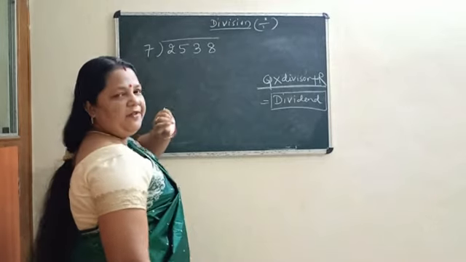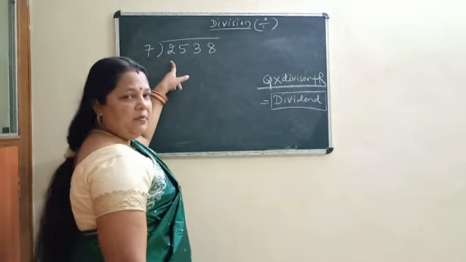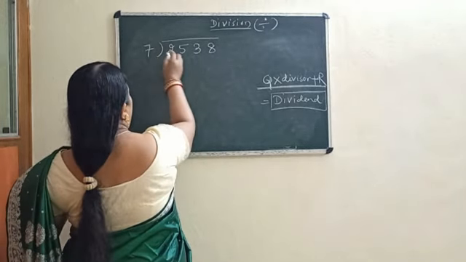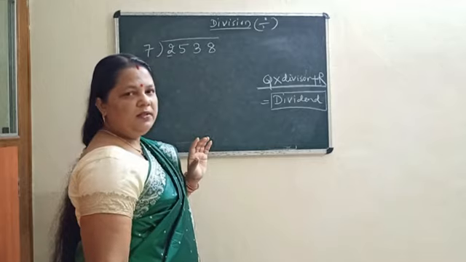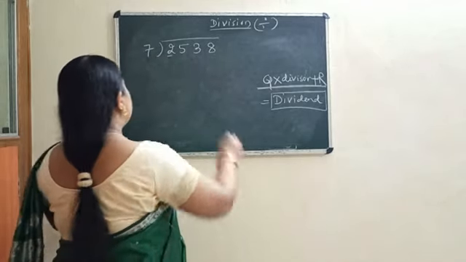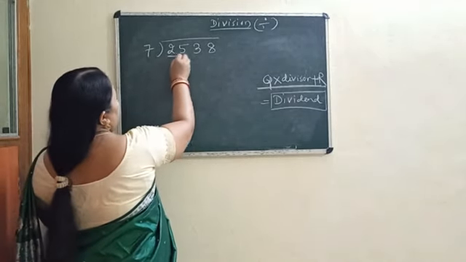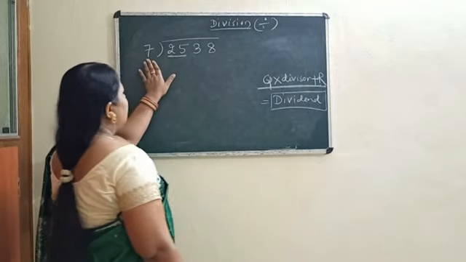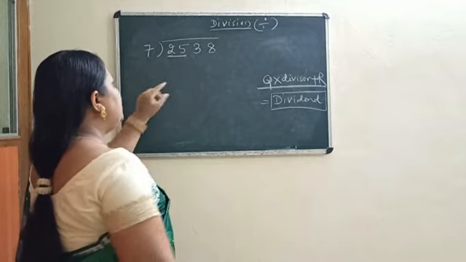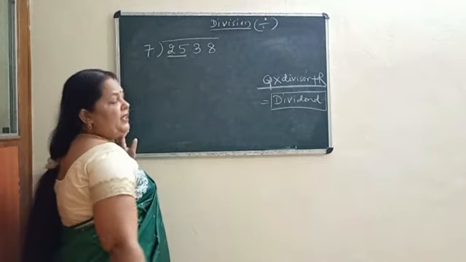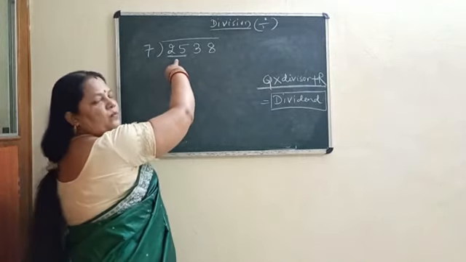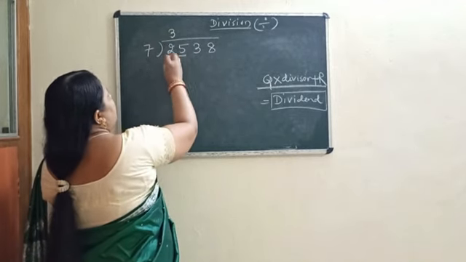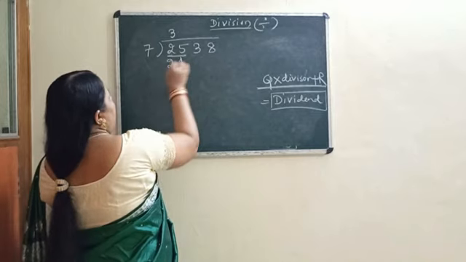It's a large number, but the divisor is a single digit number. So what will you check first? You will take one number from the dividend. If we take only 2, then this will be more and this will be less, so we cannot reach that. So it is not possible. Then we will consider 2 places from the dividend. It's 25. If we call out the table, 7 3s are 21, 7 4s are 28. 28 will be more than this, so we cannot go up to that. So we can put here 7 3s are 21.